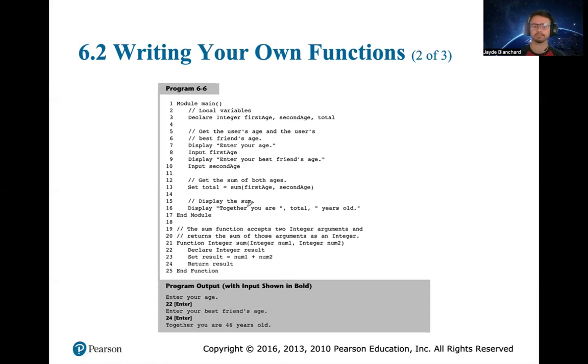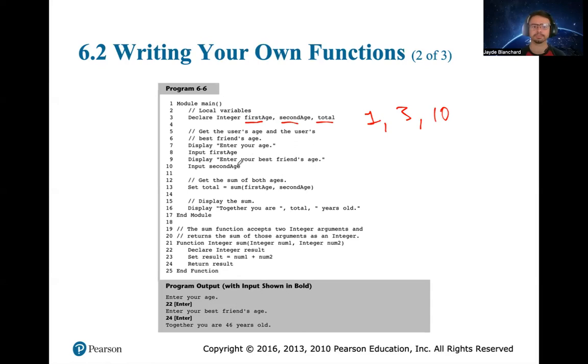Okay, so let's look at this pseudocode right here. We have this little piece of code. We have 3 integers that are declared: first age, second age, and total. And just a reminder, an integer is any number that is not a decimal. So 1, 3, 10. If you don't see a decimal, that is an integer.